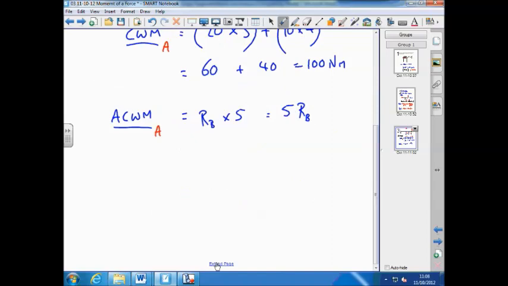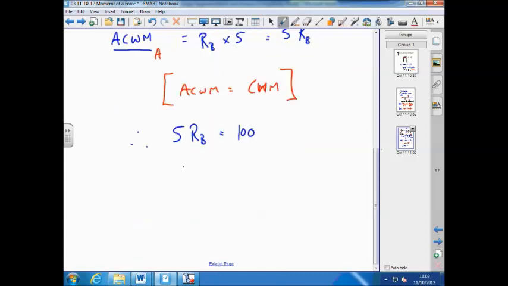And then, being good engineers, we would state the rule that we're going to apply next. In a balanced situation, anti-clockwise moments equal clockwise moments. So we'd state that, and we'd say, therefore, 5 RB must equal 100. And RB equals 20 newtons. So that's the reaction force at B.